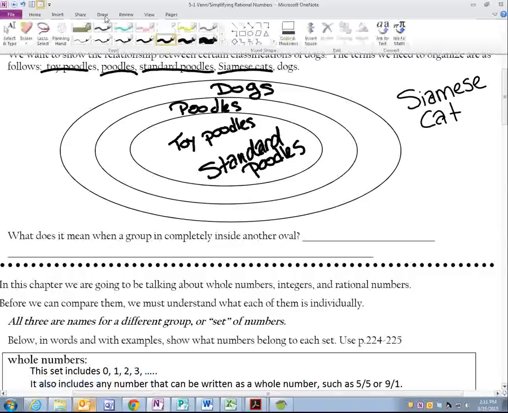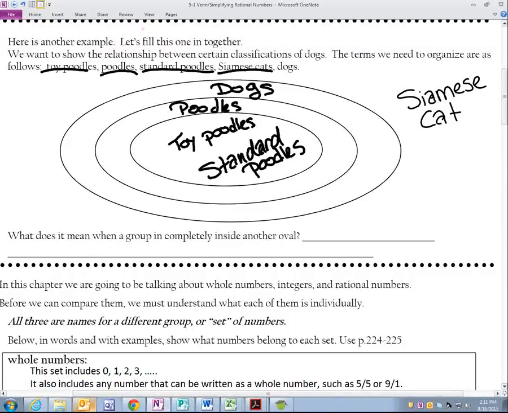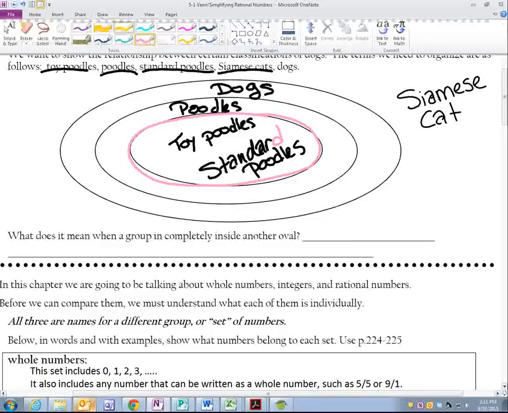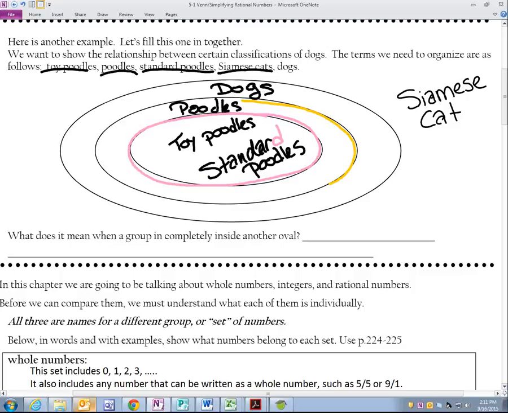You see how all of these on the inside in the pink circle, all of those are poodles. Do you agree? Yeah. So the Venn diagram, all those are poodles. Now, everything in the orange are dogs, because dogs is the outside, okay, and every poodle is a dog, and every standard poodle is a poodle dog.